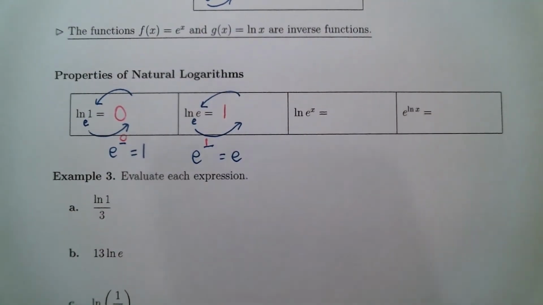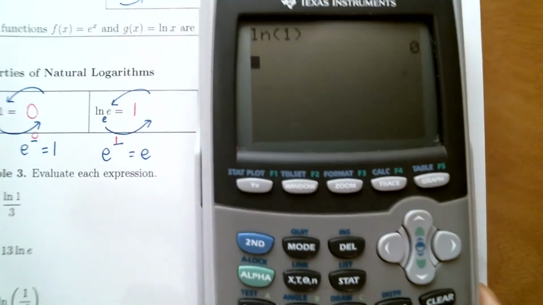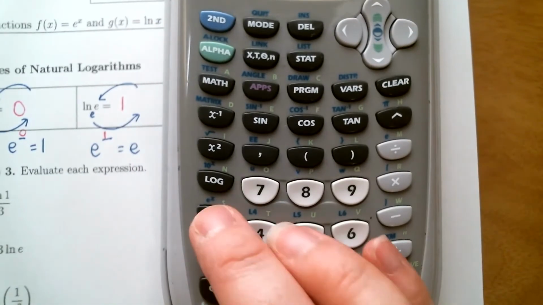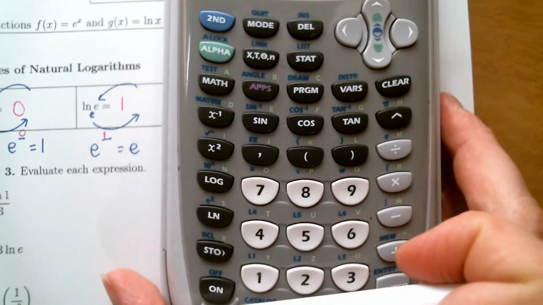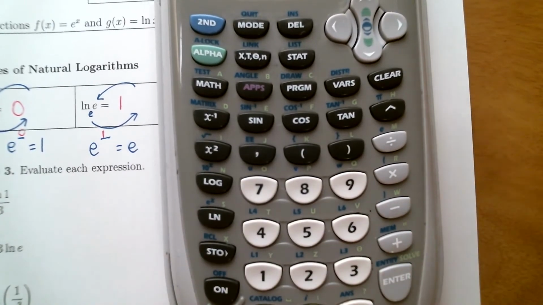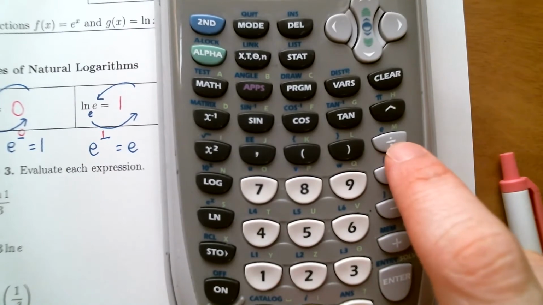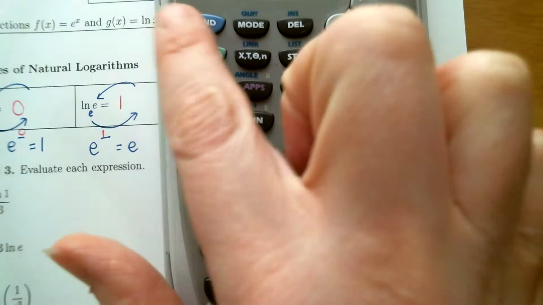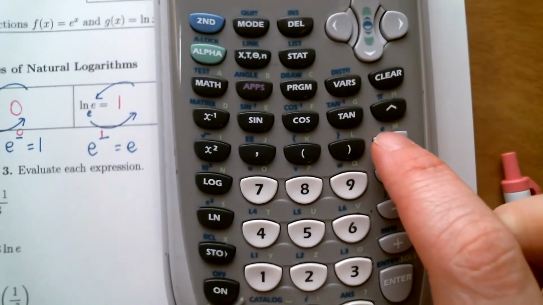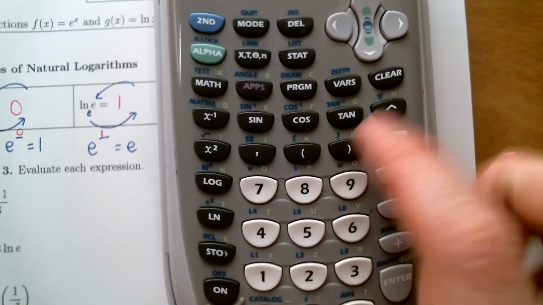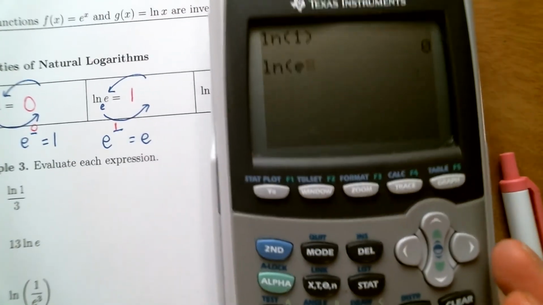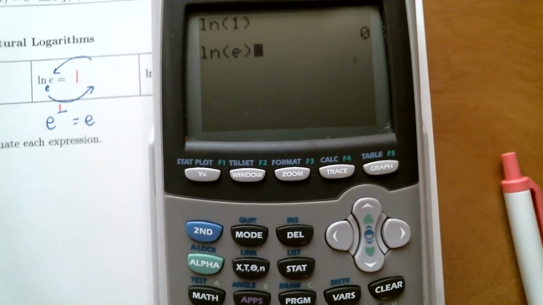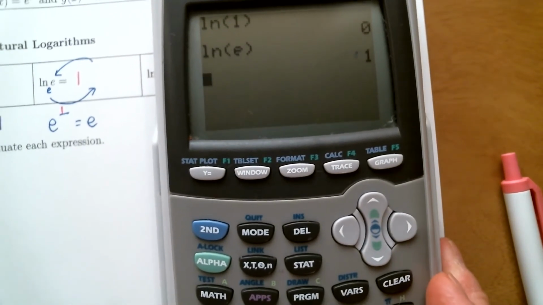Now, how you would put this one in the calculator: you would use your natural log key, so you hit natural log, and then you're looking for your e button. On my calculator, it's on the division key, in blue there, so I have to hit second e, or second division. That will give me this. So I do the natural log of e, close the parentheses, and it's going to pop out 1.